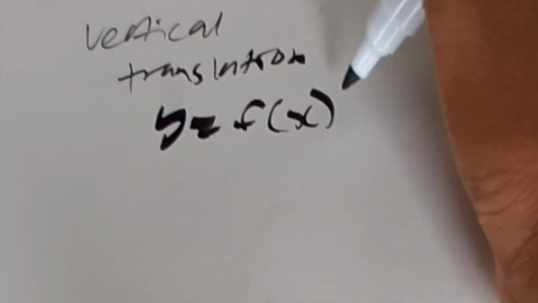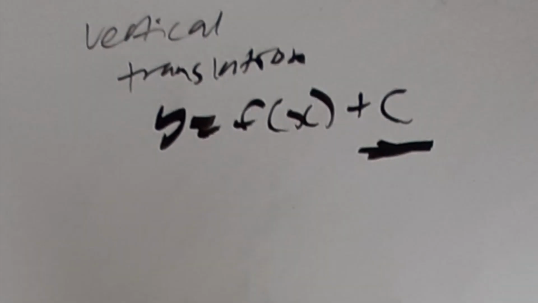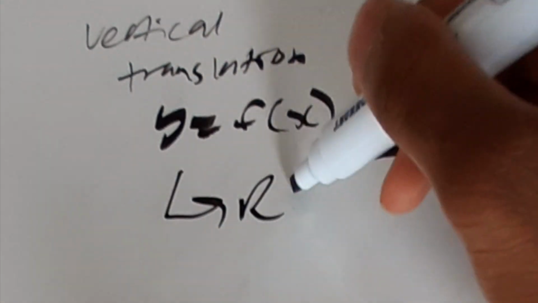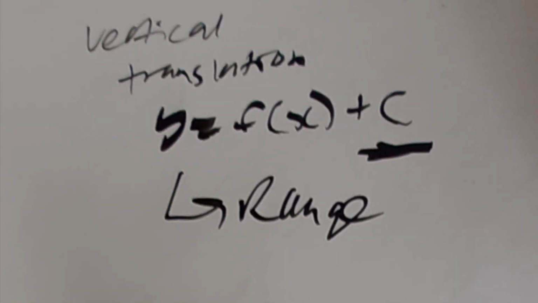is y equals f of x plus c. So this is a vertical translation, in which if c is positive, the graph shifts upwards by c amounts. However, if c is negative, the graph shifts downwards by c amounts. This transformation changes the y values of the function, affecting range. The c represents the center of sine, cos, or tan functions in relation to trigonometric functions.